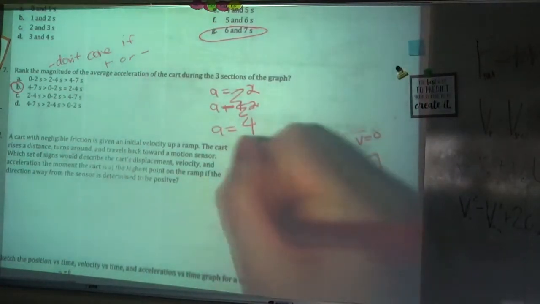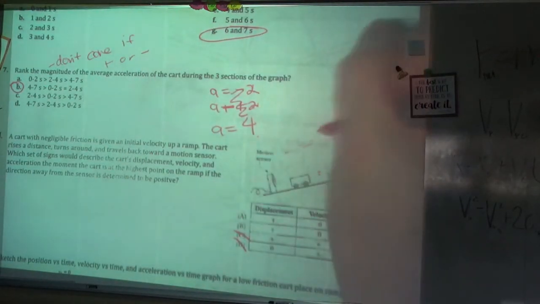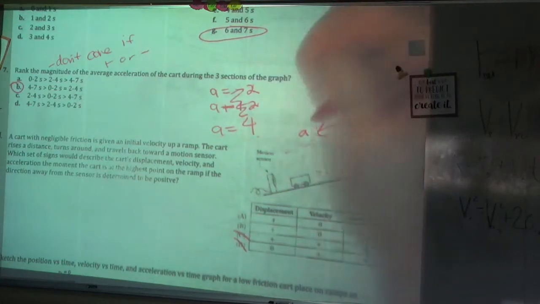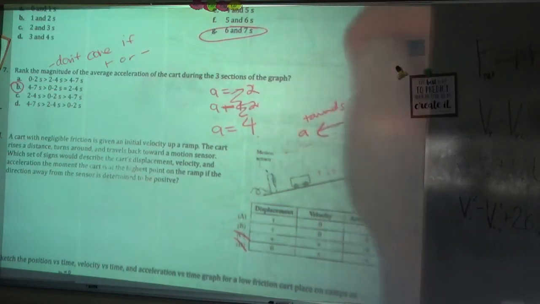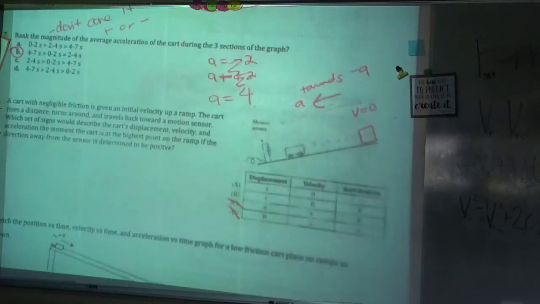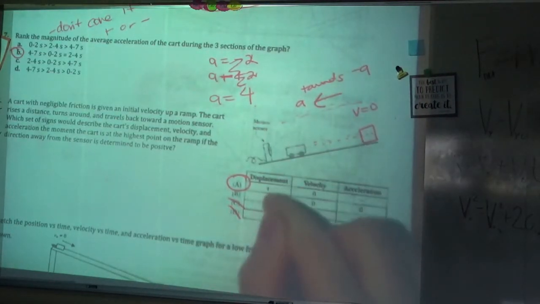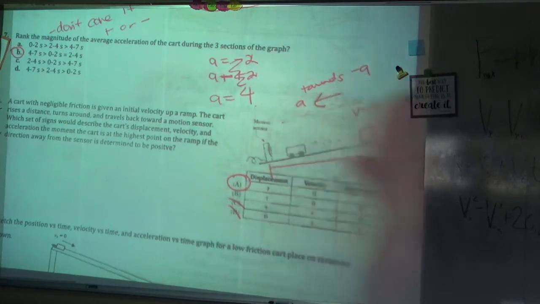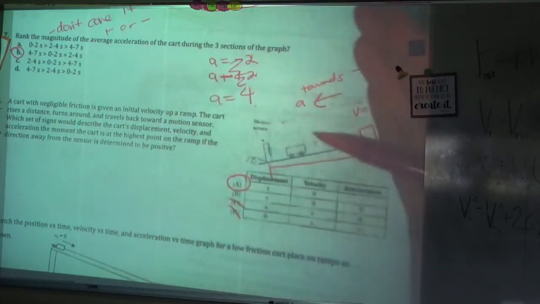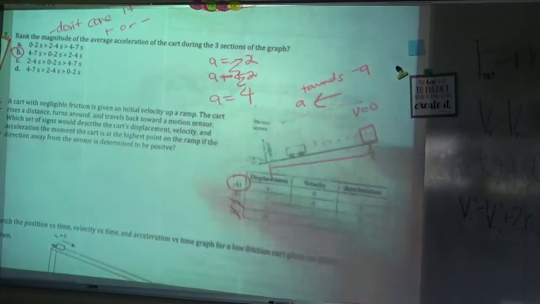So you can cross off C and D. Your acceleration is back towards the motion detector. So if it is towards, that is a negative acceleration. So that means A, 0 velocity and negative acceleration. And the reason we have a positive displacement is because it is some positive distance away from the motion detector at the top.